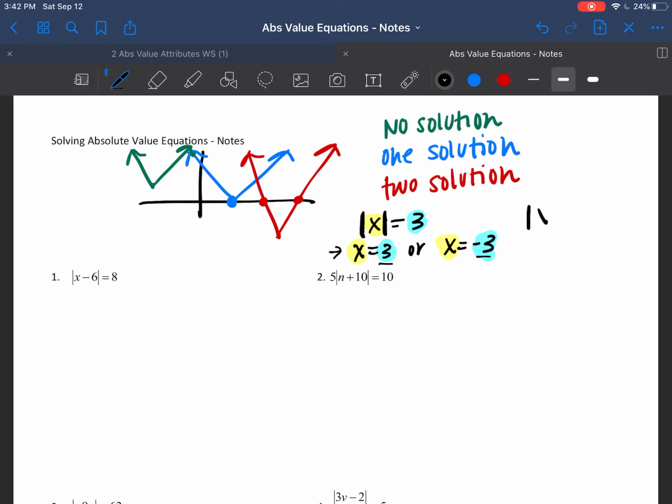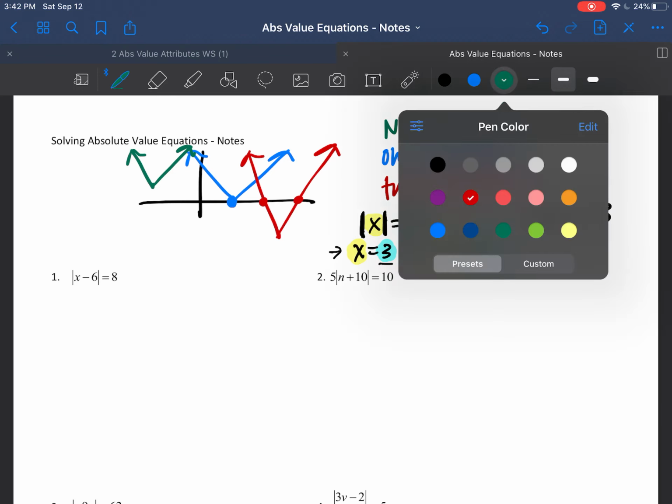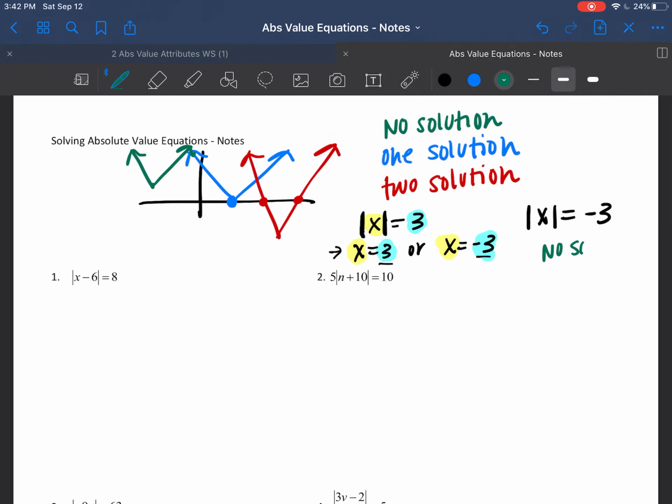The other thing is if I tell you something like absolute value of equals -3, immediately you can tell me there is no solution. You can't ever have absolute value equal to a negative number. Okay, this measures distance, and distance cannot be negative. So watch out for those cases.